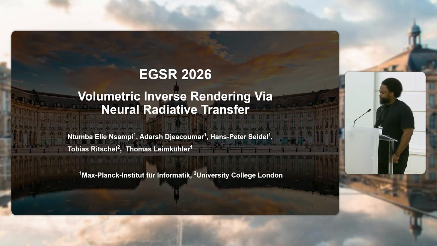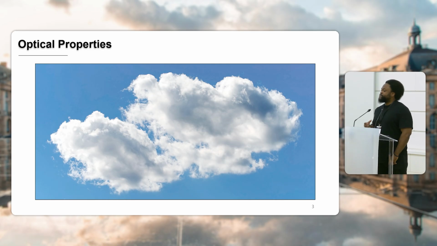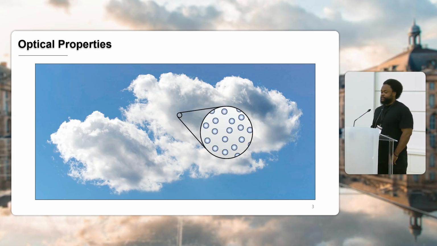Radiative Transfer. So participating media are everywhere, and they include things such as clouds in the sky, fog, smoke, underwater scenes, and even our skin exhibits volumetric properties. And so one way we can imagine this participating media is as a region of space being filled up with a lot of tiny particles. And as light travels through this space, it will undergo a lot of interactions with these particles.